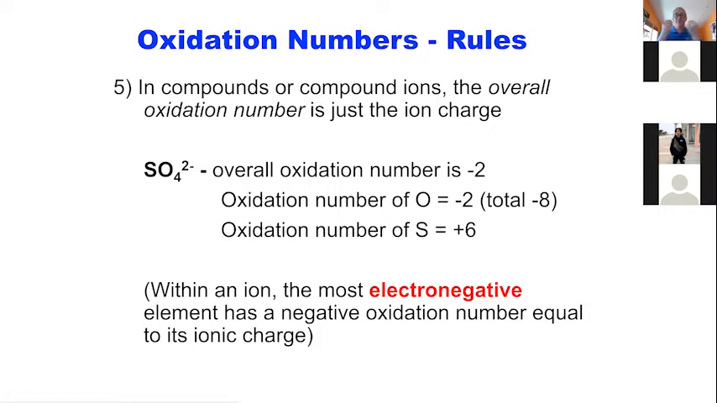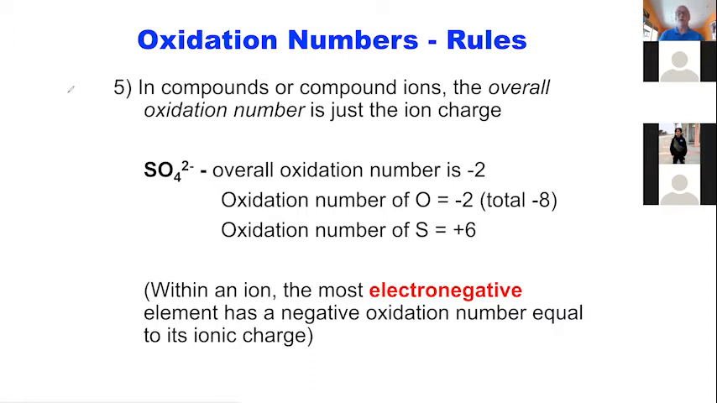Now, when we get compounds or polyatomic ions, when you add all of the oxidation numbers of the elements in that compound or in that ion, when you add them all up, the overall number that you add up is just the charge of the ion. And the example that's given here is sulfate ion. So how do we figure out what the oxidation numbers are for sulfate ion?